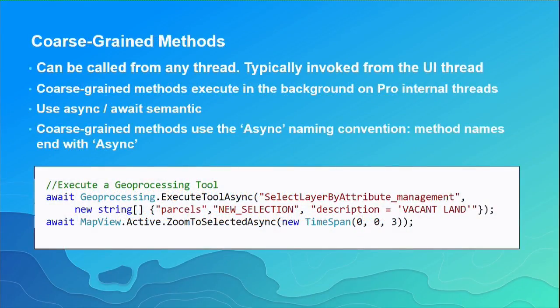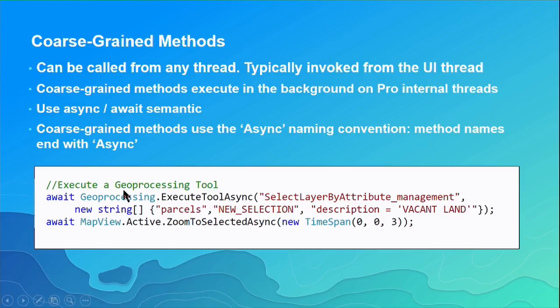So let's take a quick look in detail into the coarse-grained methods. As I said before, coarse-grained methods can be called from any thread. However, typically these will be invoked from the user interface thread. Coarse-grained methods execute in the background on Pro internal threads. And they use the async await semantic. I'm going to explain that shortly. And coarse-grained methods use the async naming convention, meaning that method names all end with the word Async.